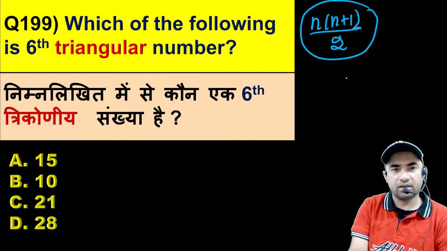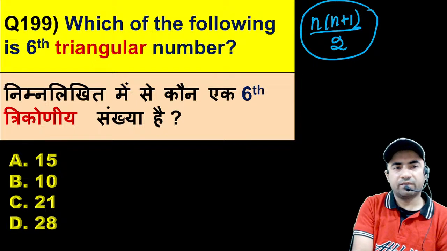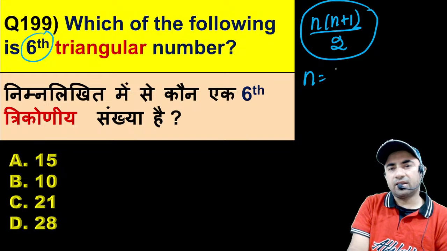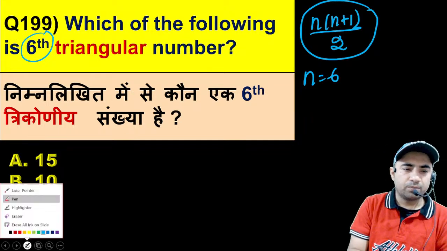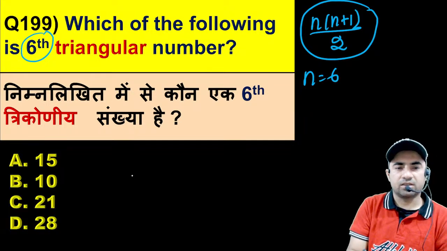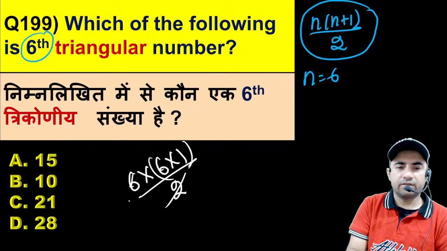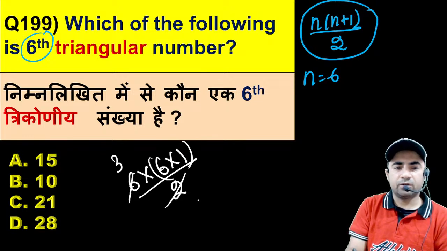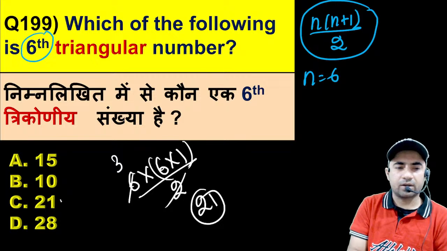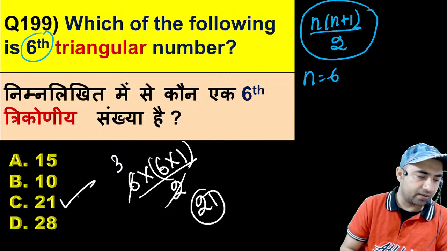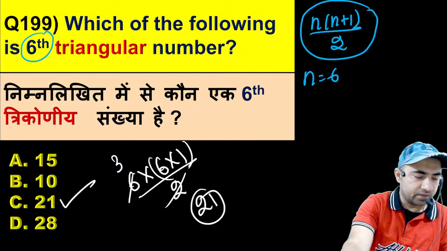You can put the value here; we have to find the sixth triangular number, so the value of n is 6. Just put the values in the formula and you will get the answer. So 6 into 7 divided by 2. This will give you 3, and 7 into 3 is 21. So the sixth triangular number is 21. That's great, Rahul. You gave the correct answer.